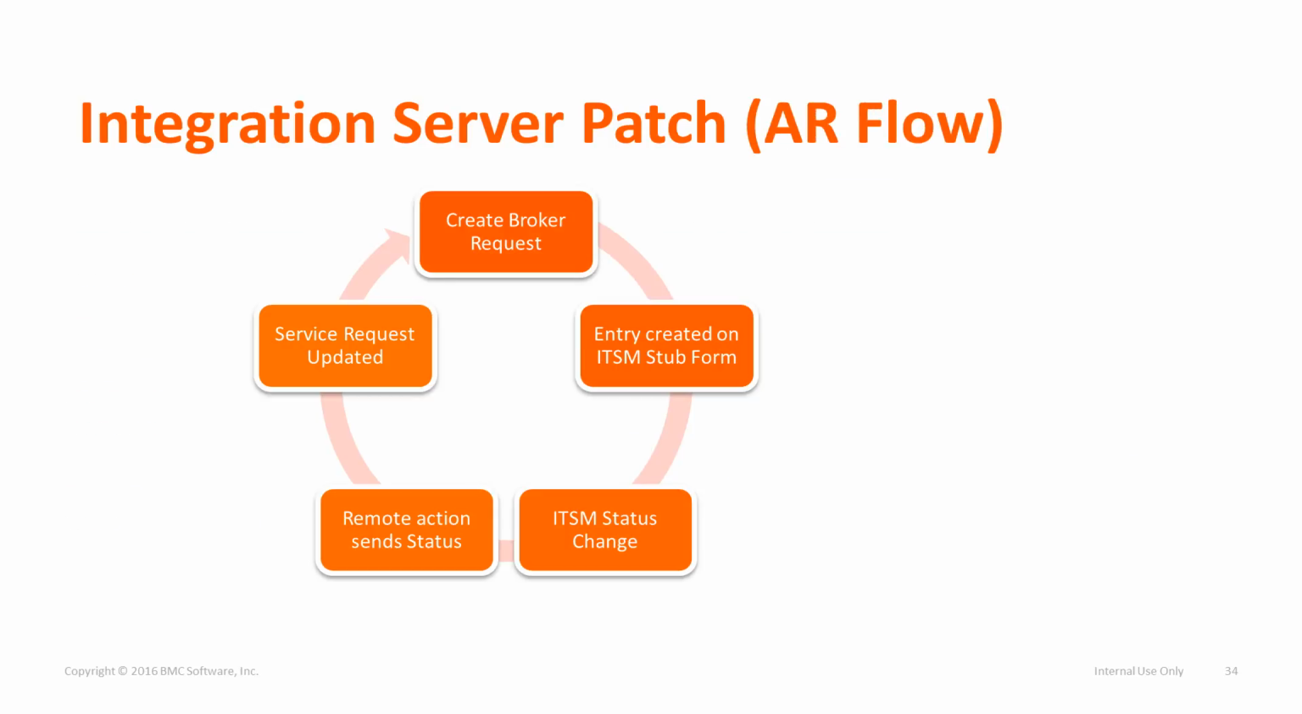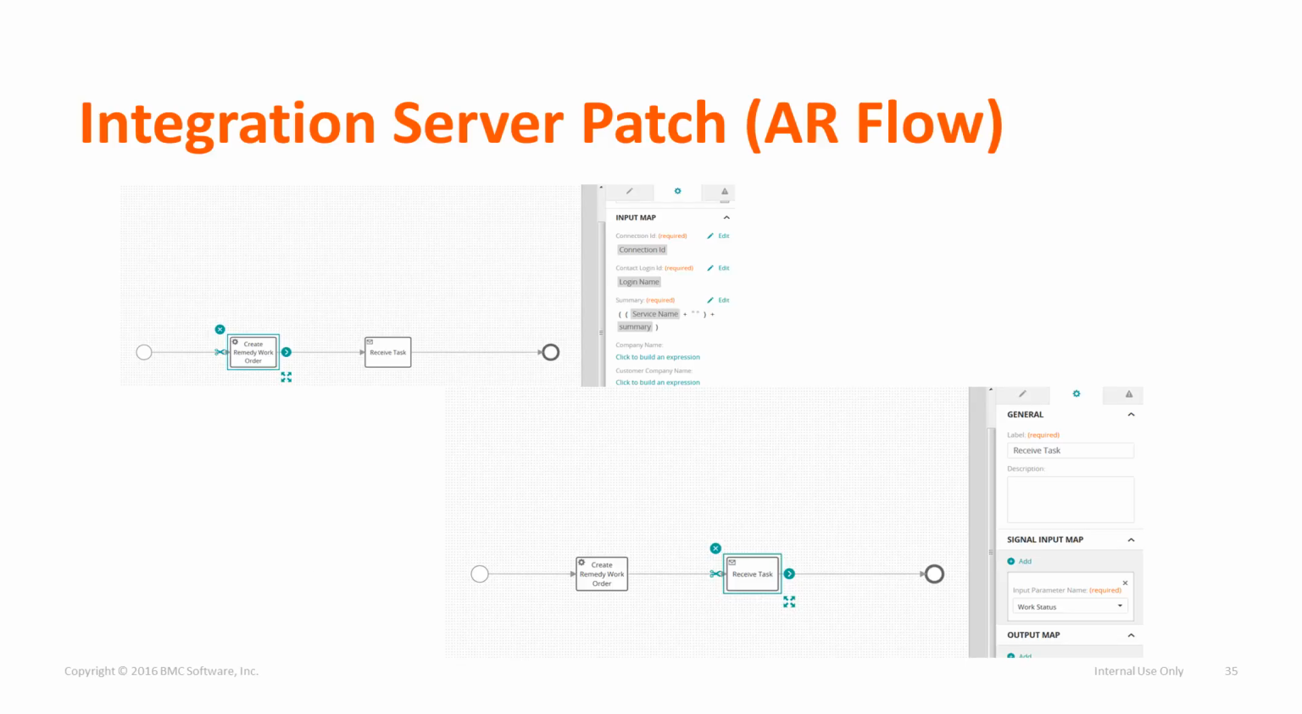In terms of the flow, it's quite simple at a high level. Create the broker request. Entries are created on the ITSM stub form. There's a status change, and that status change calls that remote execute action batch file, and then the service request is updated on the Service Broker side of things. So at a very high level, you can see I'm using the create work order, and then I have a receive task set up, so that when the work order status changes, it's going to fire that status back to Broker.